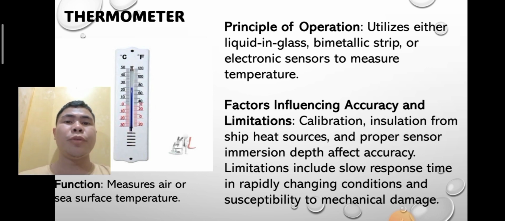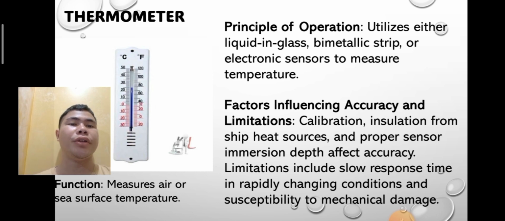The function of a thermometer is it measures air or sea surface temperature. And the principle of operation of a thermometer is it utilizes either liquid in glass, bimetallic strip, or electronic sensors to measure temperature.